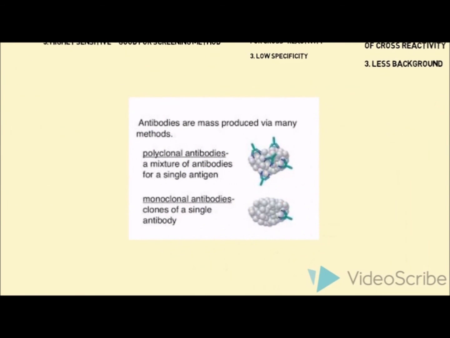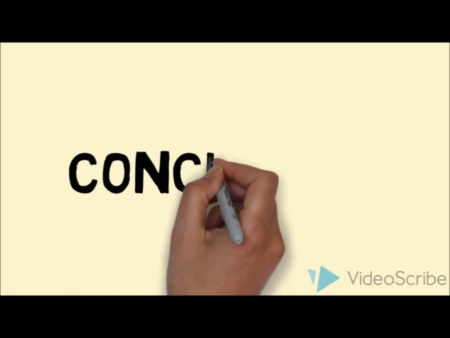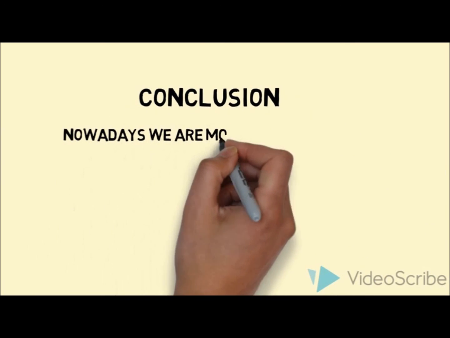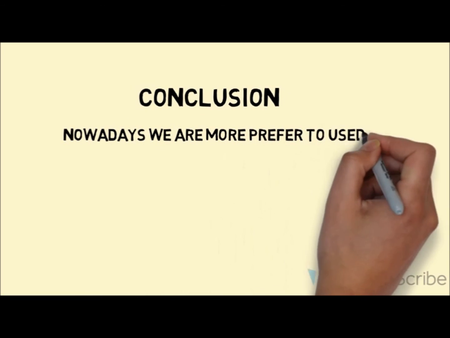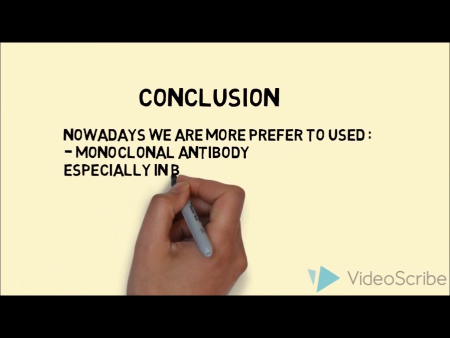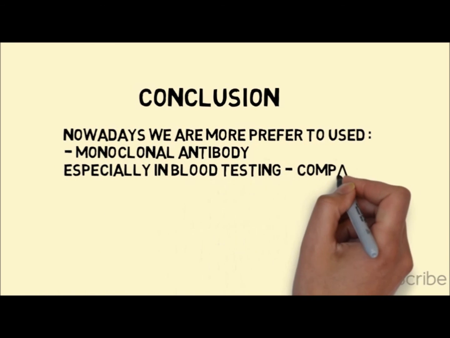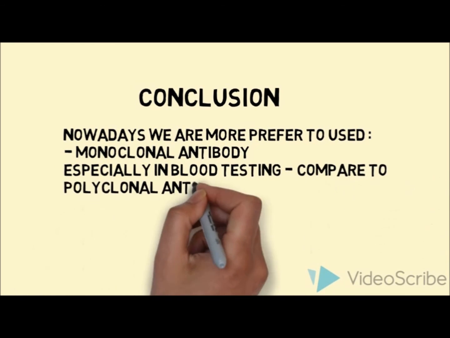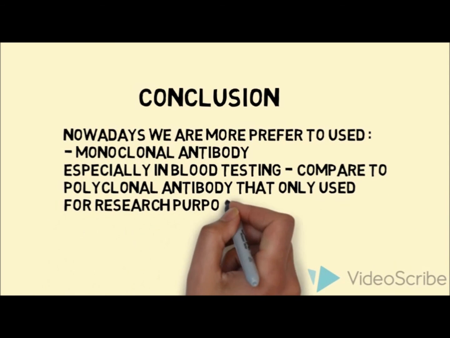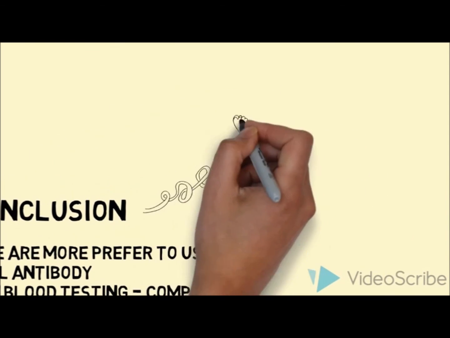Now we move to the conclusion part. As a conclusion, both of these antibodies have their own advantages and disadvantages. But nowadays, we prefer to use monoclonal antibodies, especially in blood testing, since they are very specific and can reduce false positive results, compared to polyclonal antibodies that are only used for research purposes like ELISA.